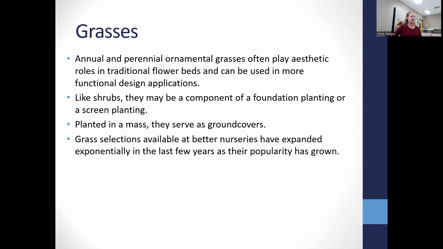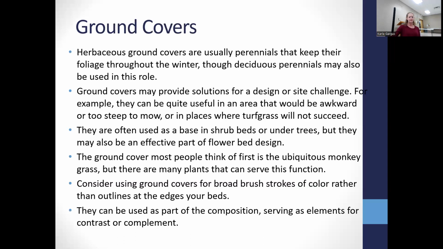I mentioned that a while ago, that they can create a habitat for wildlife also. Okay. And ground covers is just something that's going to be, they're usually perennial, but they're going to grow close to the ground. That's why they call them ground covers. Common sense, I guess. But they can provide solutions for an area where maybe you're having trouble getting grass to grow, like underneath your trees where it's really shaded and there's a lot of competition. You may want to plant ground covers underneath there.